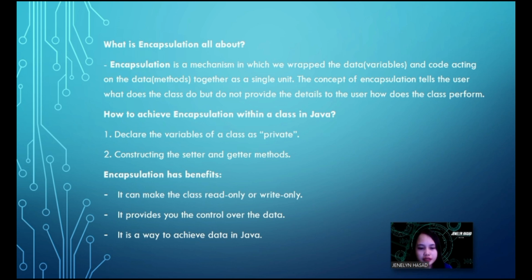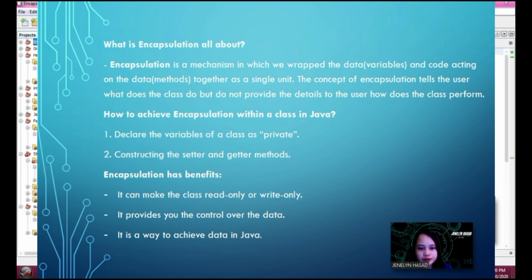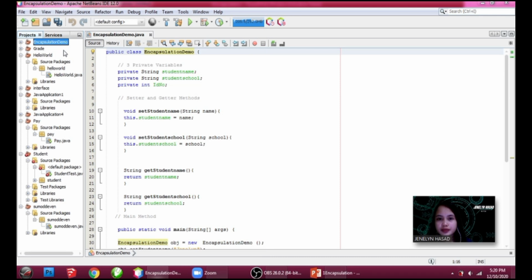It is a way to achieve data hiding in Java because other classes will not be able to access the data through private data members. At ngayon, pumunta na tayo sa ating IDE at ako naman pupunta na sa Netbeans para malaman natin kung paano ito ma-execute. We have file name EncapsulationDemo. Makikita rito sa ating program na we have created 3 private variables, 2 string type and 1 integer type: the string studentName, studentSchool, and integer idNumber.